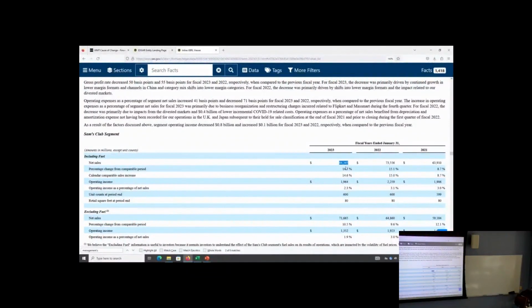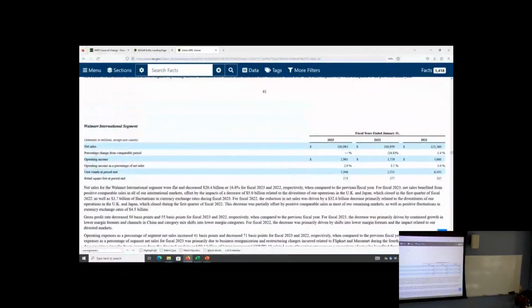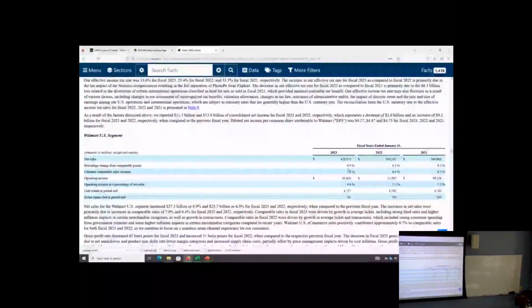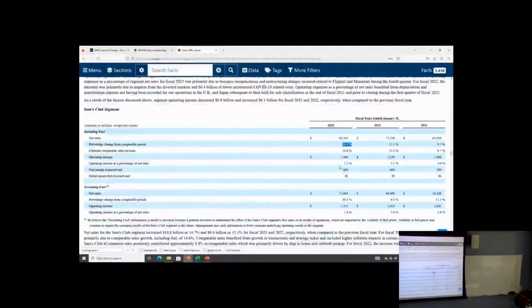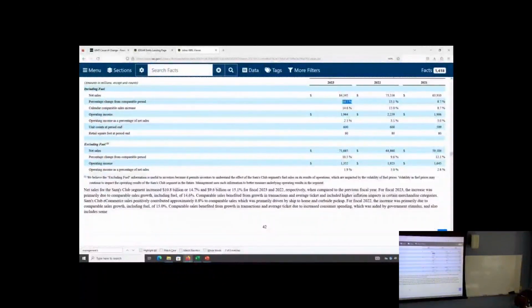So we see a 15% increase in sales at the Sam's Club. Operating income, though, only increased 2.3%. When we look at the international segment, revenue was basically flat. It rounded down to zero. However, operating income declined from 3.7 to 2.9%. And on the domestic side, we see a 7% increase in revenues, but a decrease in operating income from 5.5 to 4.9%. So the largest change in revenues was coming from Sam's Club. Is there some relevant thing going on here that's very important?